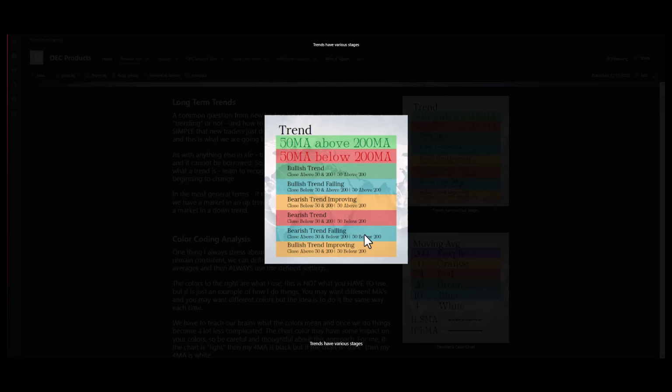And when the bearish trend is failing, price managed to get back above the 50, but it's still below the 200. And the 50 is still below the 200. And then we've got a bullish trend which is improving, and that's when close has managed to get above the 200. It's managed to stay above the 50, and we've got the 50 not yet above the 200. I said 2, but I mean 200.